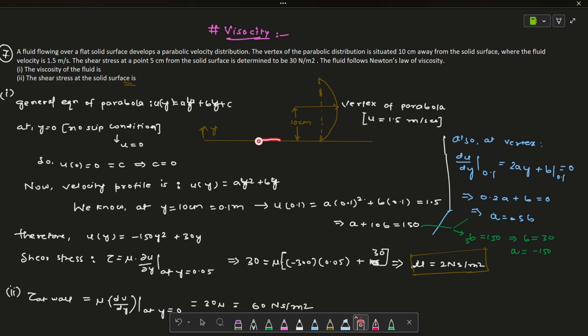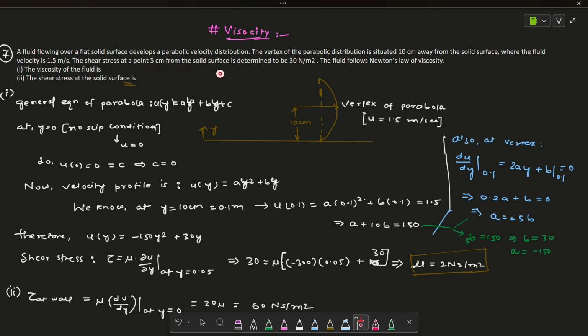That means this is the solid surface, and 10 centimeter above the solid surface, the vertex of the parabola is situated. The maximum of the velocity, V max, is situated at 10 centimeter from the solid surface, where the fluid velocity is 1.5 meter per second. That means the maximum velocity that we are getting there is 1.5 meter per second.